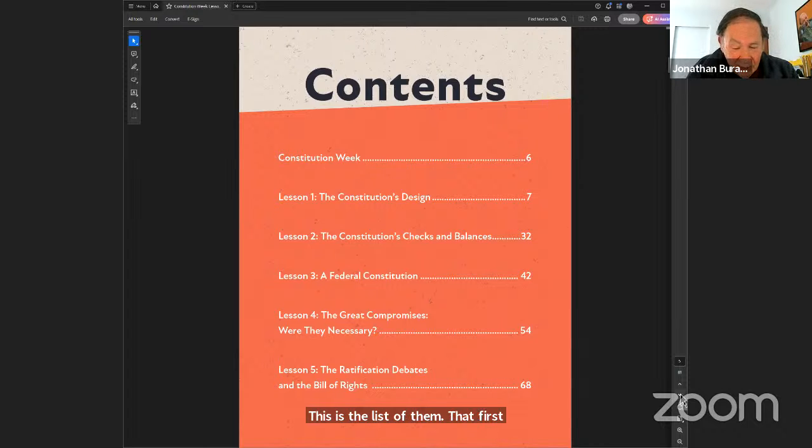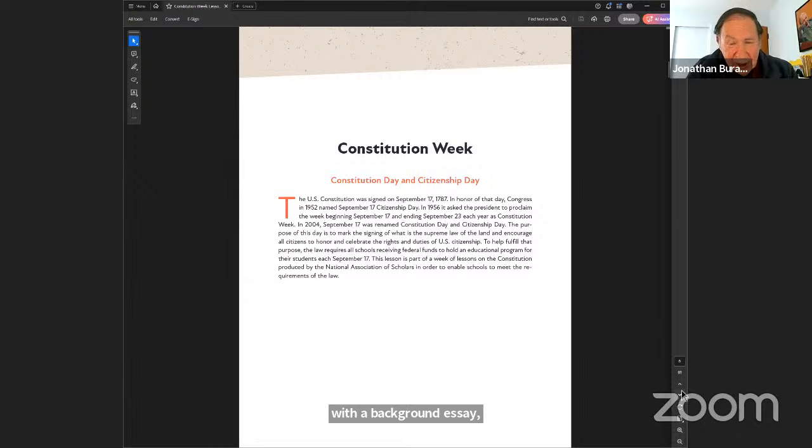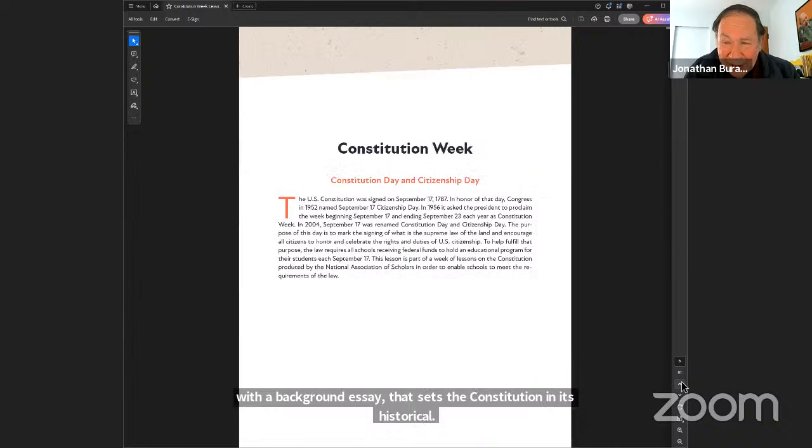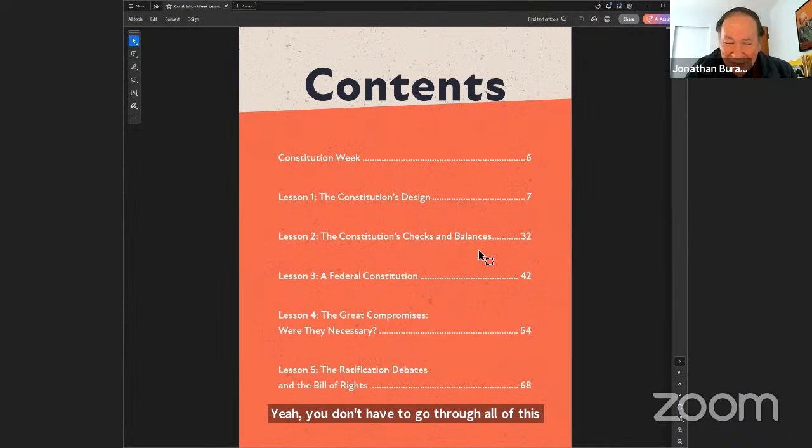starts with a background essay that sets the Constitution in its historical context. You don't have to go through all of this here, Chad. Just keep that page up. I'll tell you what I want to do: look closely at lesson two, but I want to just briefly describe these five first.